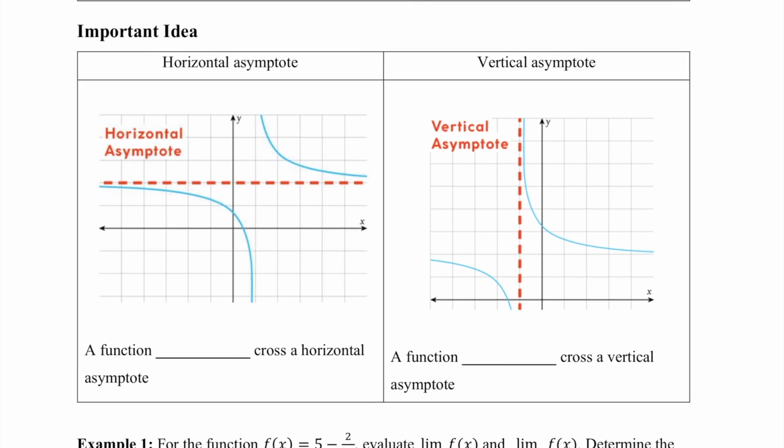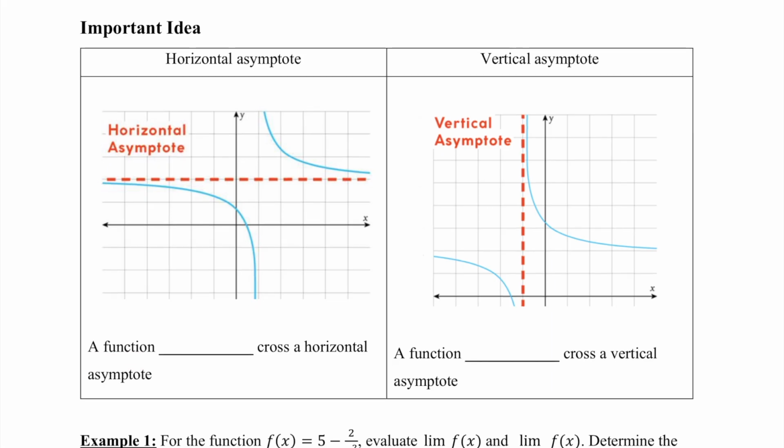Here is a very important point. A function can cross a horizontal asymptote, but a function cannot cross a vertical asymptote.